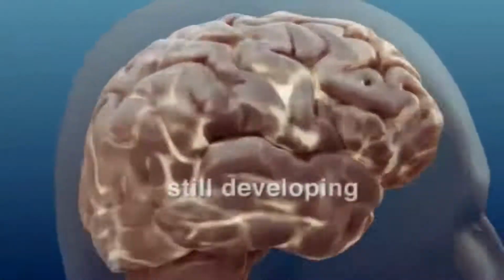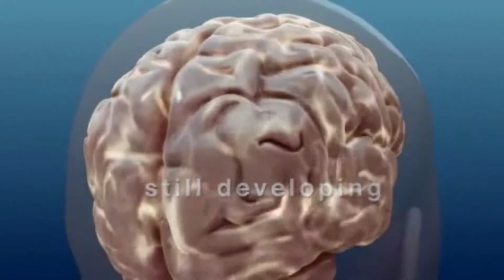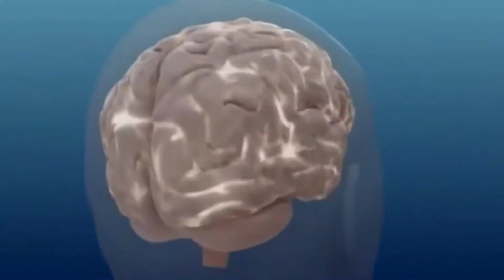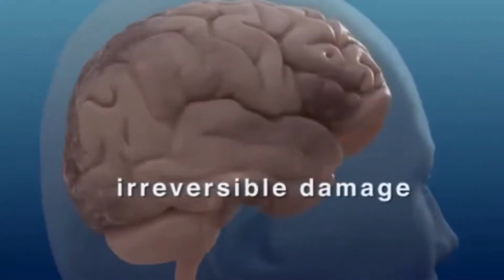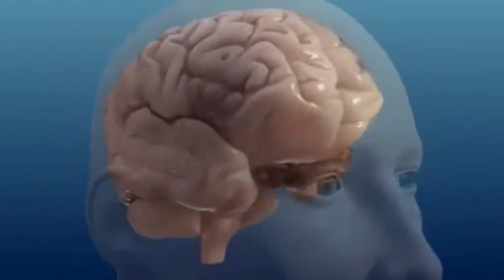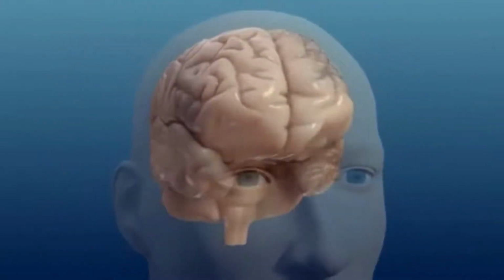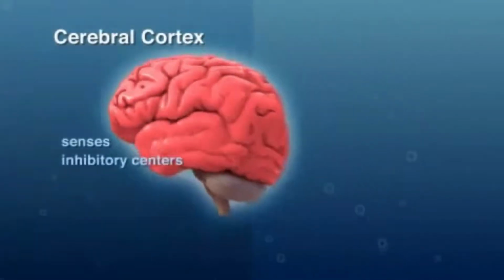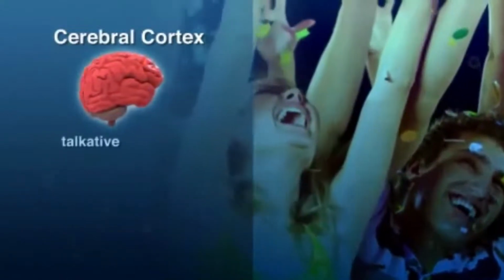Did you know that your brain is still developing until you're around 20 to 25? So we need to be really careful because alcohol can do some irreversible damage to various parts of our brains. For example, drinking affects the cerebral cortex, which controls our senses, and inhibitory centers, which is why when you drink, you become more talkative, more self-confident, and less socially inhibited.